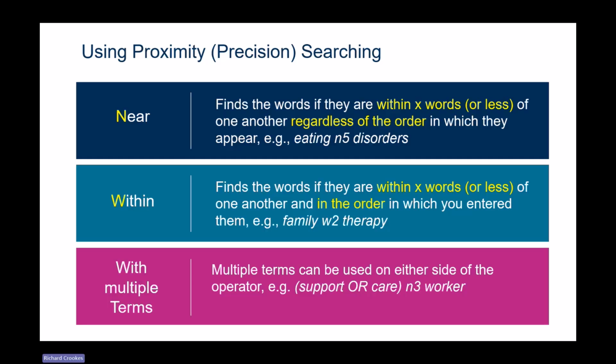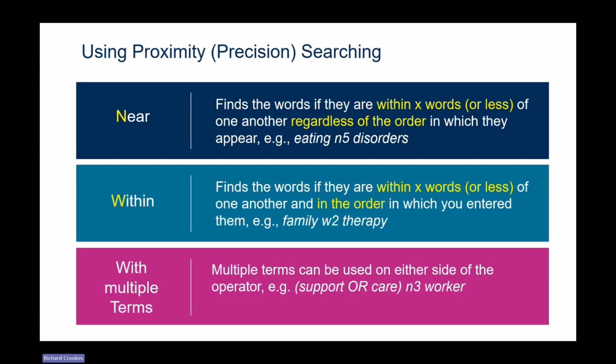For something which is more restrictive, you've got WITHIN. So when you use within or W, it searches for the terms in the order that you enter them. So using the family therapy example, we've got family within 2 words or less of therapy. So it will be strictly in that order. You would not find therapy within 2 words or less of family. For that, you'd have to change it to N2.